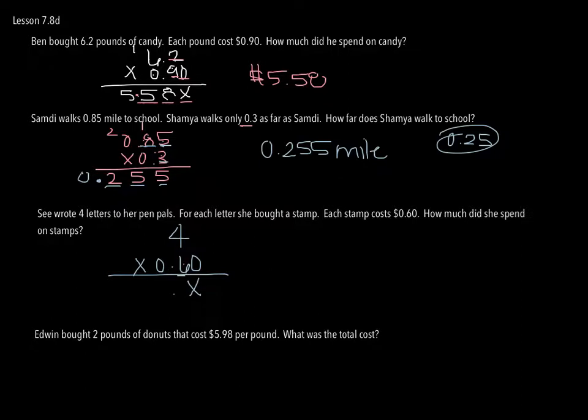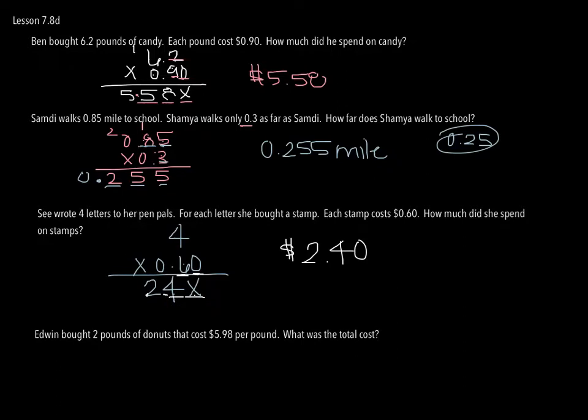6 times 4 is 24. Now we have to count the number of spots to the right of the decimal point. We have 1 here, we have 2 there. So we need to make sure we have 1, 2 in the answer. Our decimal point is going to be right there. So C spent $2.40, because we have to replace that X with a 0, because otherwise you look at that and you're going to think it's another problem, an algebra problem with the X.